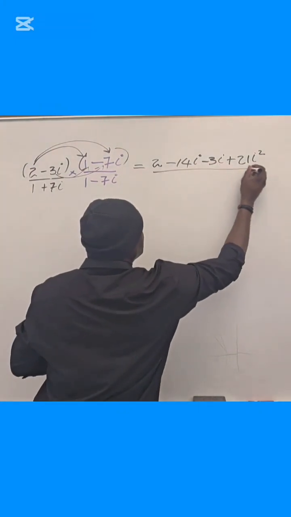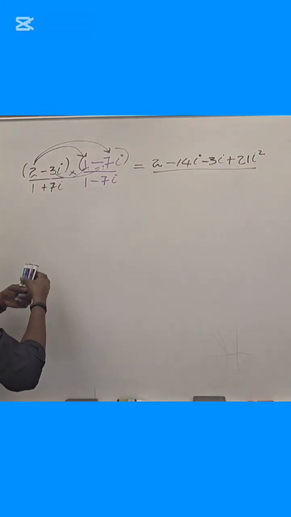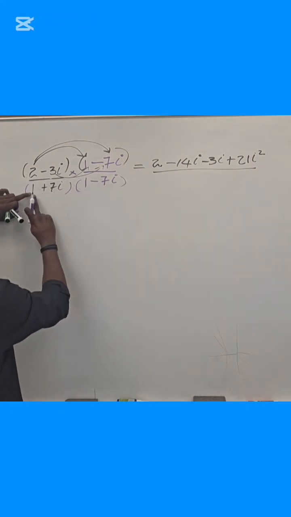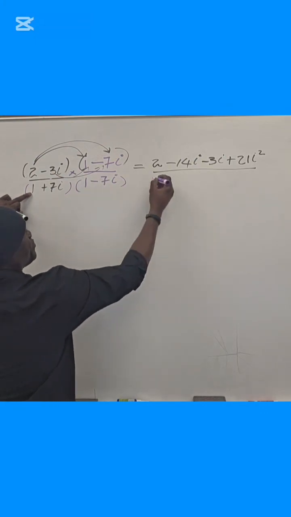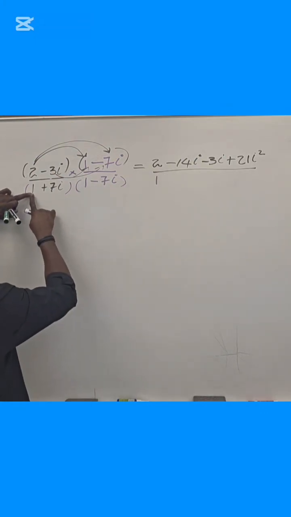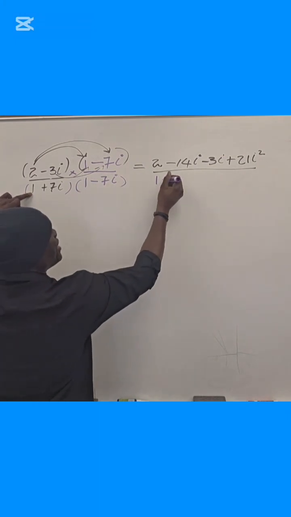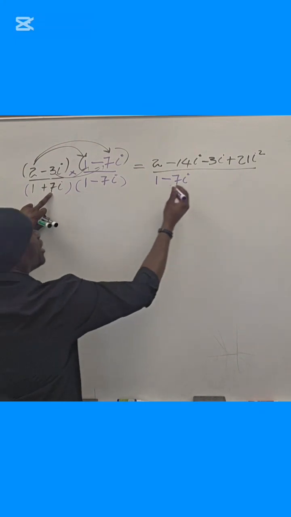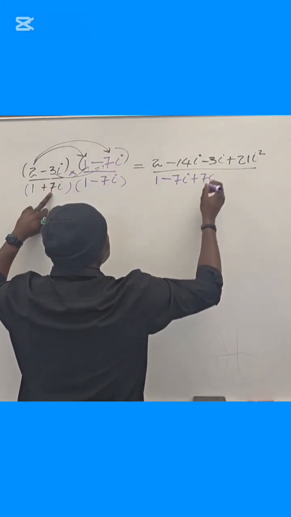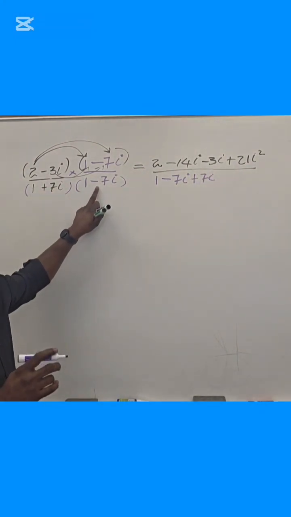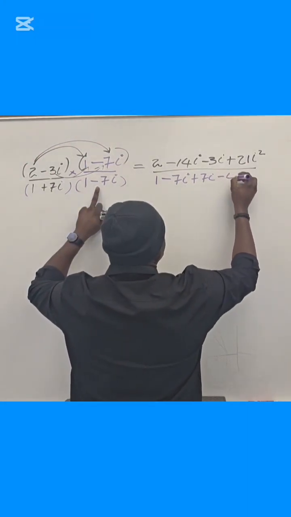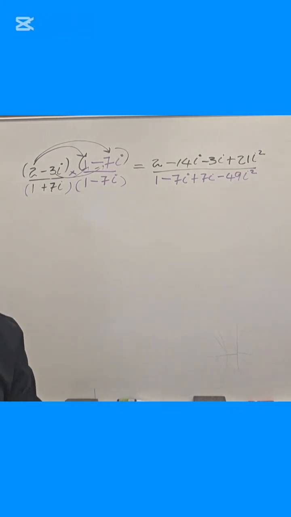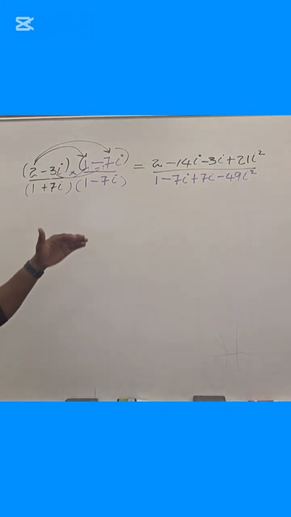Now, at our denominator, we're going to do something similar. So what we have here is 1 times 1, which is 1. Then 1 times negative 7i is going to give us negative 7i. Then 7i times 1 will give us positive 7i. And then 7i times negative 7i is going to give us minus 49i squared. What we want to do now is collect our like terms and simplify.